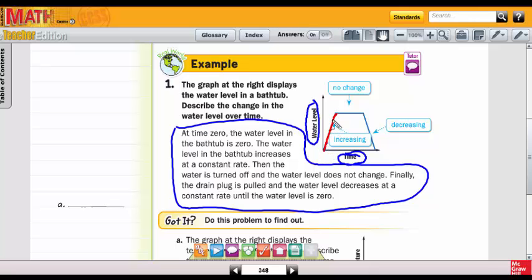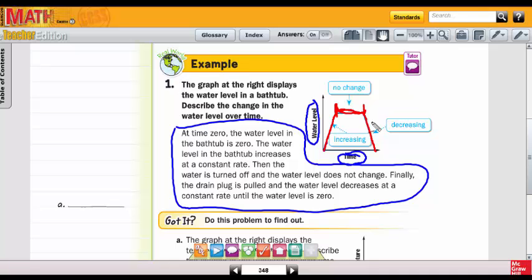But that's not the only thing you can tell. You can also tell that the water was filling the bathtub at a constant rate from here up to here. Then you can see that from this point to this point, we had no change. The water level in the bathtub remained the same. And then of course here we have a decreasing of the amount of water in the bathtub, and again we can also see that it changes at a constant rate.